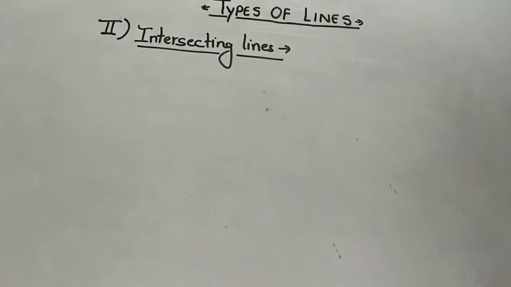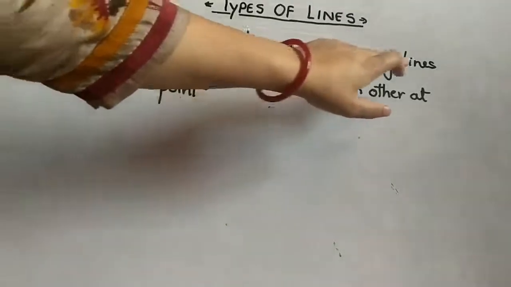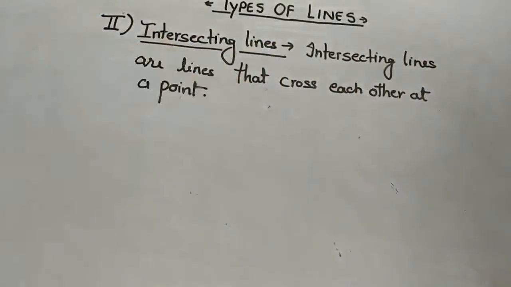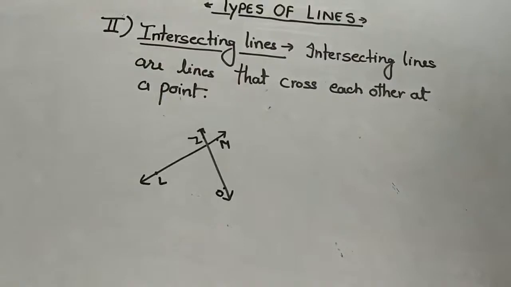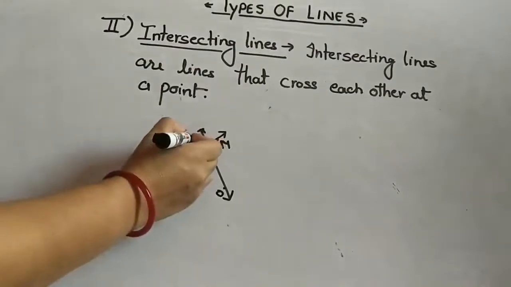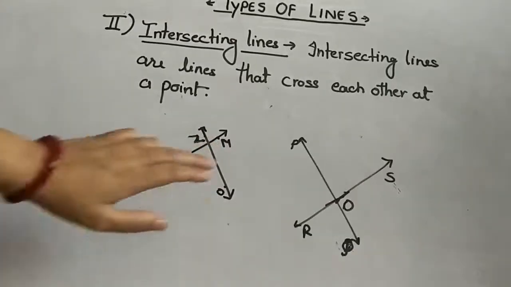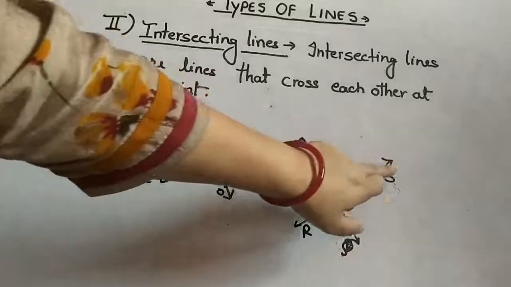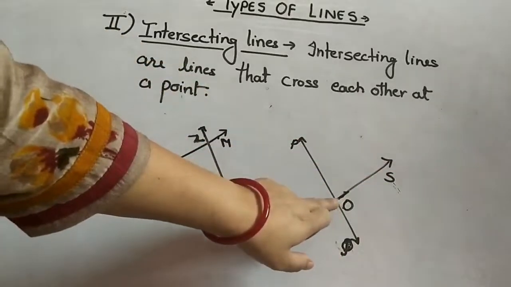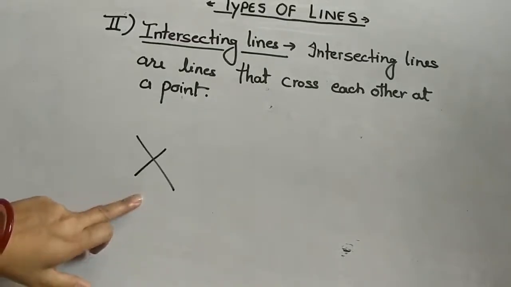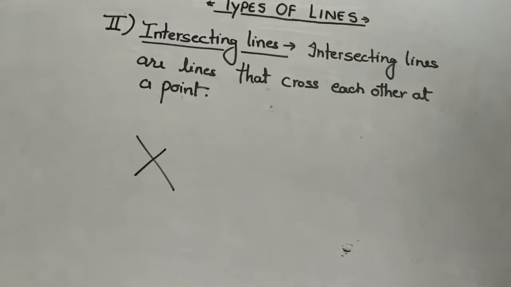Second type of lines are intersecting lines. Intersecting lines are lines that cross each other at a point. For example, LN and NO are intersecting lines. Line PQ and line RS are intersecting each other at point O. The letter X is also an example of intersecting line segments.